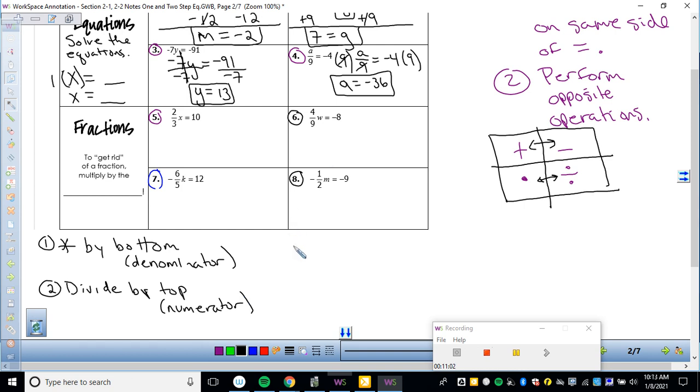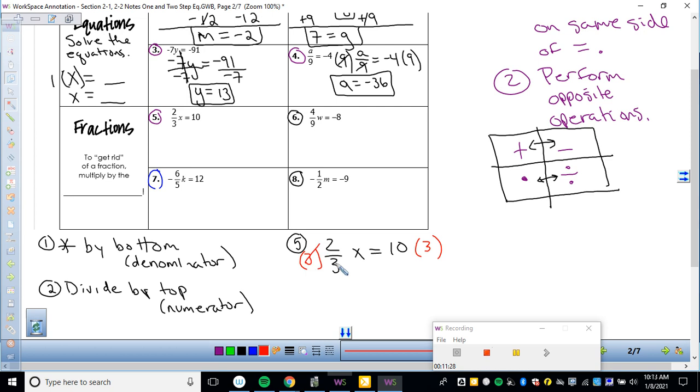So if we look at number 5, we have 2 over 3x equals 10. So I make this into a two-step equation. Multiply by the denominator first, and then divide by the numerator. So I'm going to multiply by 3. Again, clearing the fraction is what I'm doing there. Nobody likes working with fractions.